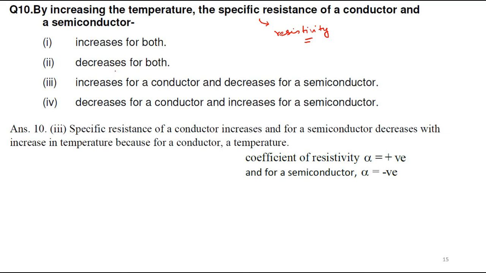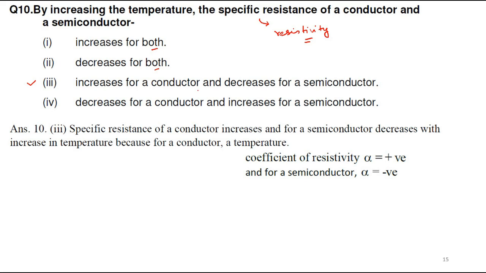Option 1, specific resistance increases for both. Option 2, specific resistance decreases for both, both meaning for a conductor and a semiconductor. Option 3, increases for a conductor and decreases for a semiconductor. Option 4, decreases for a conductor and increases for a semiconductor. Option 3 is correct.